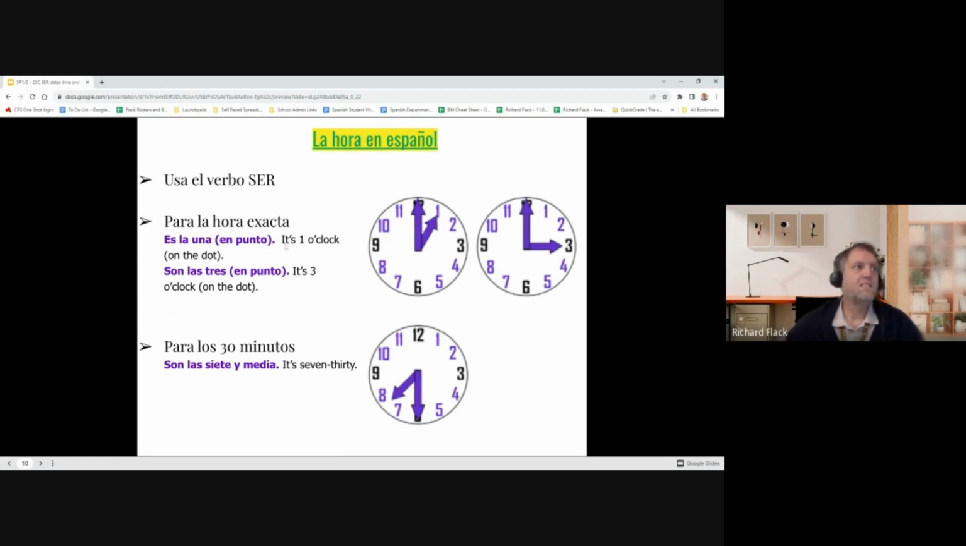So we're going to use the masculine form of medio. Okay, if it's exactly on the hour, we can add en punto. So es la una en punto, it's the 1 o'clock hour, on the dot. Sometimes we add that emphasis in English, right? I want you here at 1 o'clock on the dot. Son las tres en punto, it's 3 o'clock on the dot.